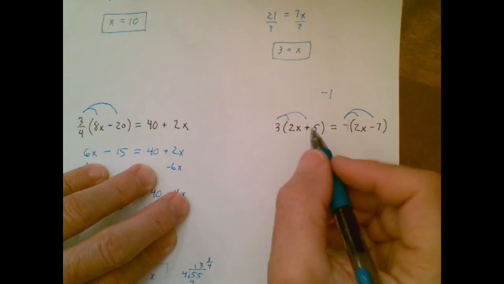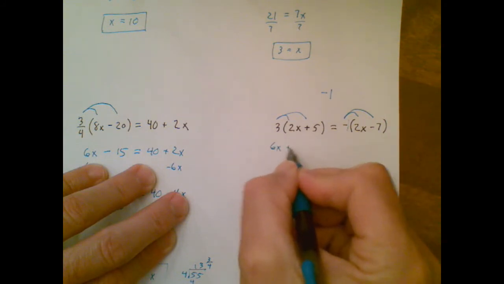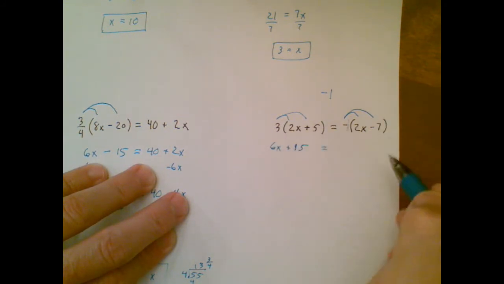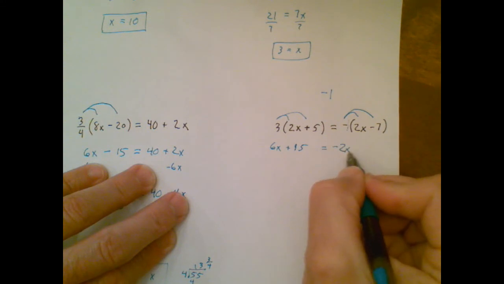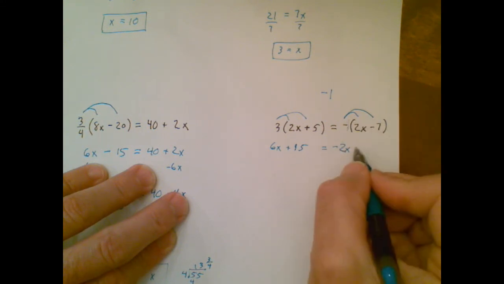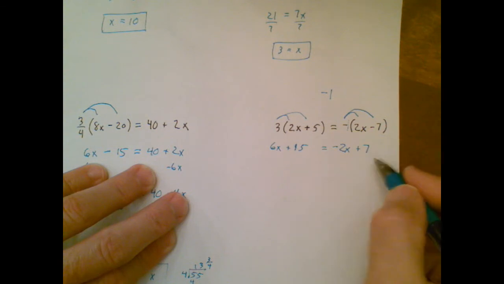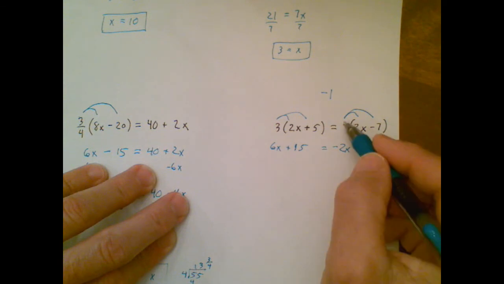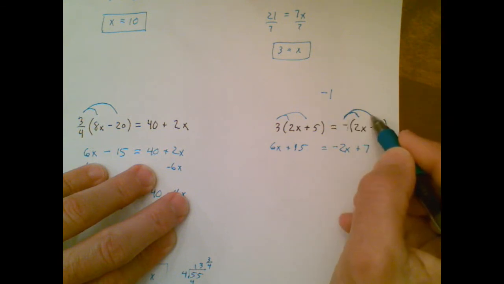I'm going to distribute the 3. And now when I distribute the negative, or the -1, I get a -2x, and then a negative times that -7 is +7. There's some danger right there, because I bet a lot of people would be tempted to write -7. But remember that negative distributes to both terms.